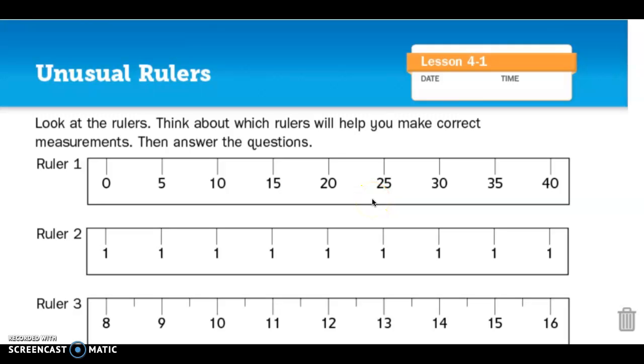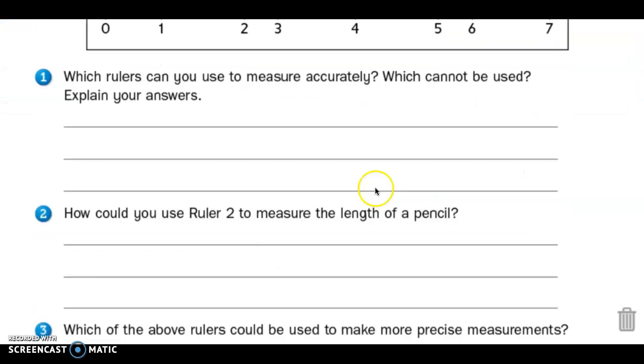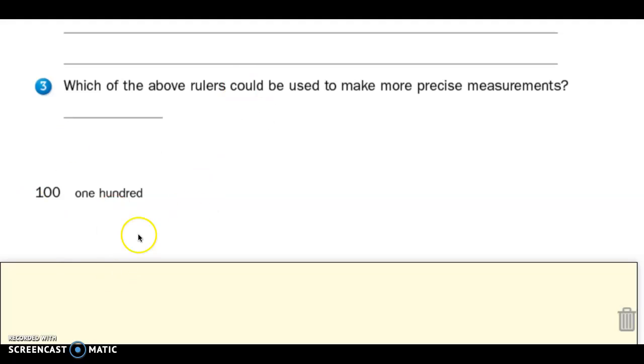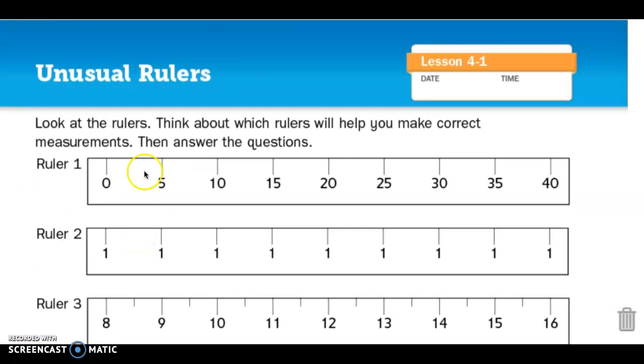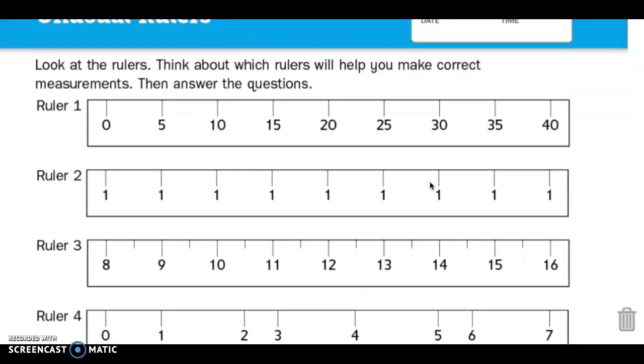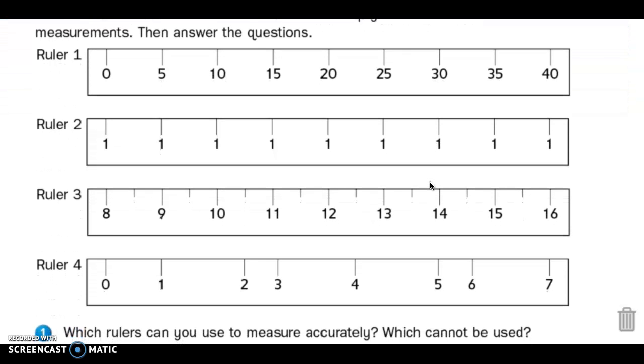All right, if you turn to the next page, page 100, we're still in lesson 4-1. We got a few pages today. This says unusual rulers. Look at the rulers. Think about which rulers will help you make correct measurements. Then answer the questions. Looking at rulers 1 through 4.